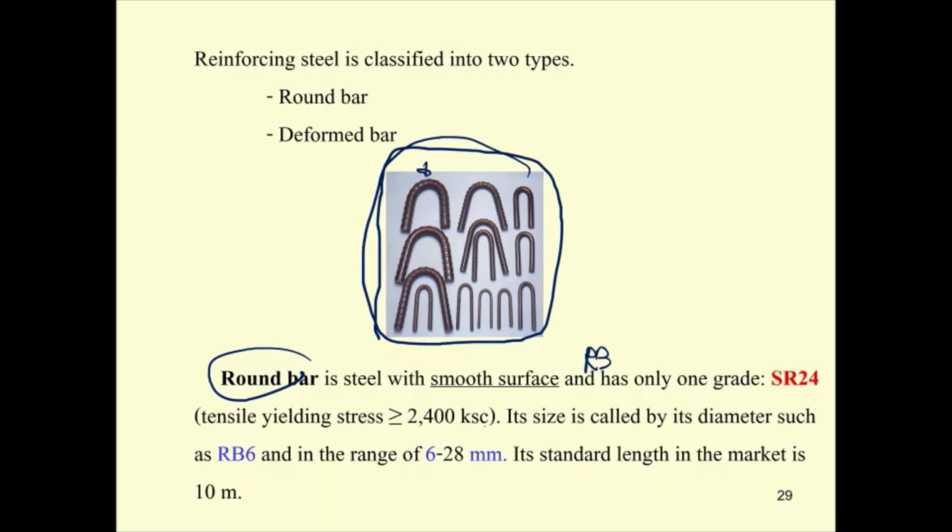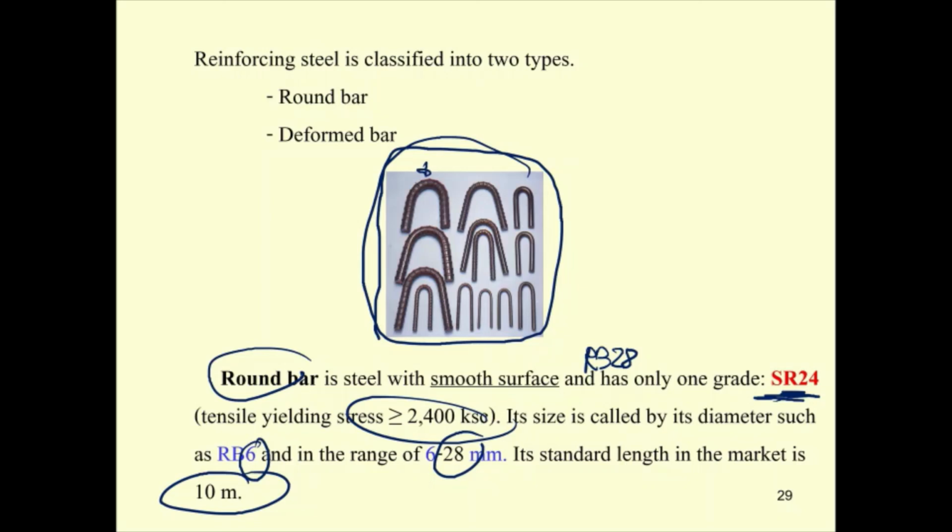Okay, RB is RB, depending on the size. This is RB6, which is 6 millimeter. If it's 28 millimeter, it's going to be RB28. And it has only one grade, SR24. The tensile strength must be larger than 2,400. Okay, in the standard, they're going to sell us 10 meter lengths. We cannot have longer than that because it's hard to put into the truck or the ten-wheeler.